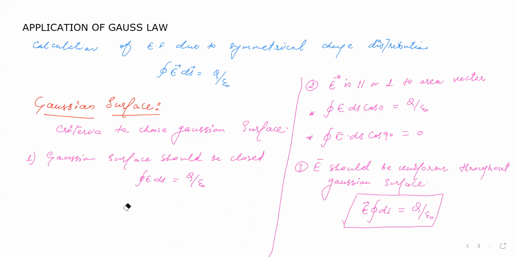All right. The second main point is that the electric field should be either perpendicular or parallel to the area vector. There is no other angle possible here instead of 0 and 90 degrees. Are you clear? This is the second main condition. And the third main condition is that the electric field should be uniform throughout the Gaussian surface. If your electric field is not uniform, or non-uniform, or variable, in that case Gauss law is not applicable. Are you clear? These three main conditions.